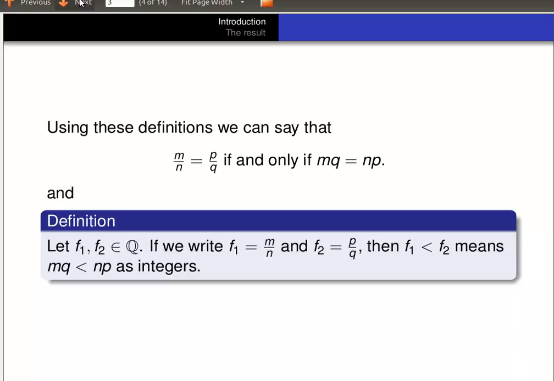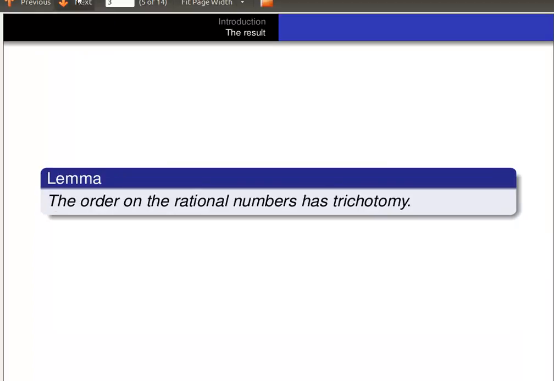And our ordering on the rational numbers is defined as follows. If we have two rational numbers, f1 and f2, and we represent f1 as m over n and f2 as p over q, then the inequality f1 less than f2 means that m times q is less than n times p. So again, we use the concept of cross multiplication to define the ordering on the rational numbers. So we're going to prove again that the order on the rational numbers has trichotomy.